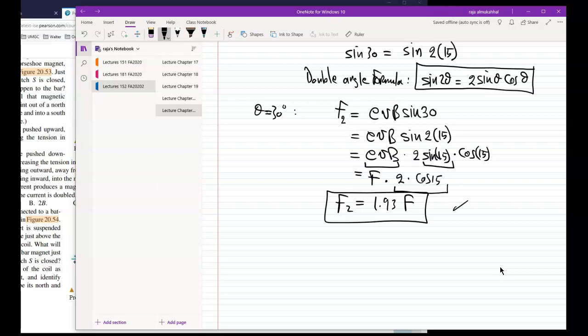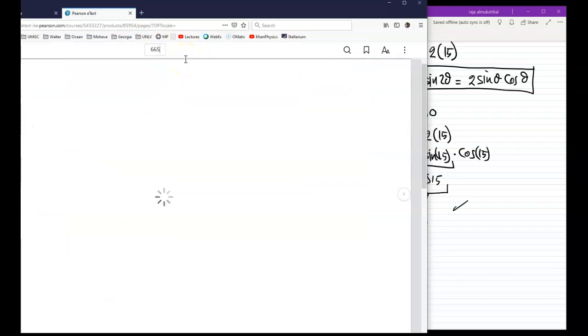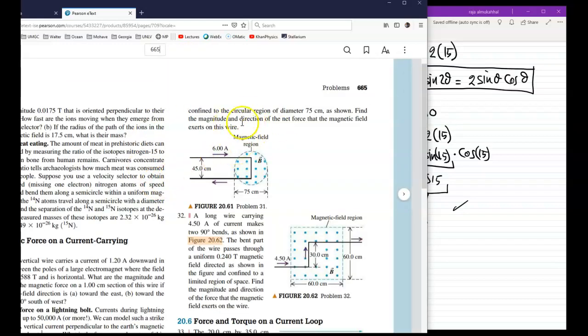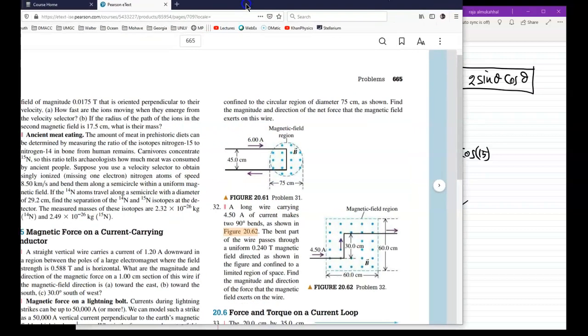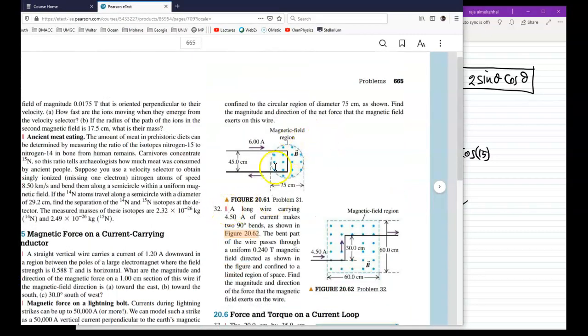Okay. Number 31. That's another homework problem. It's on page, when I find it, 665. Right here, but start with the bottom of the page. There it is right here. That's the picture that we're looking at.